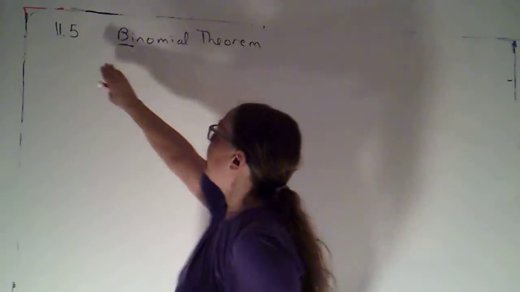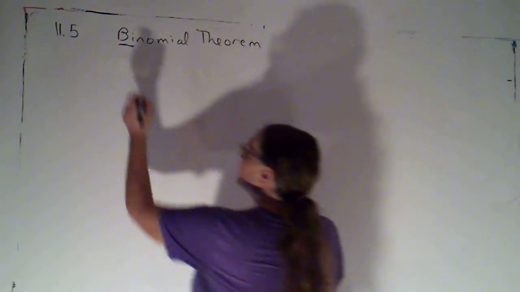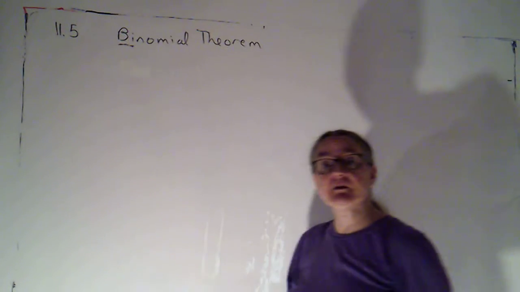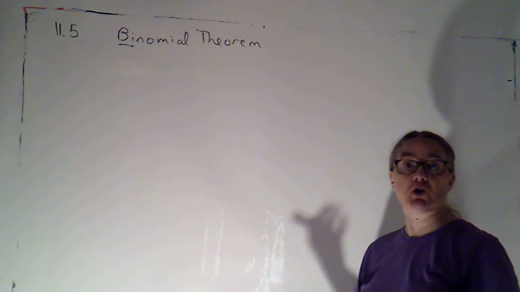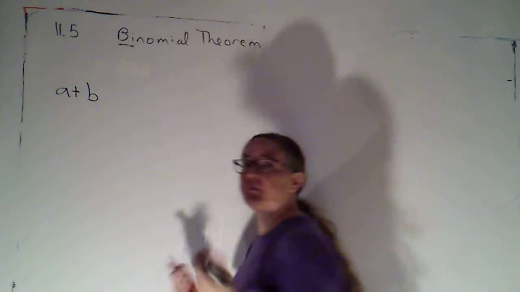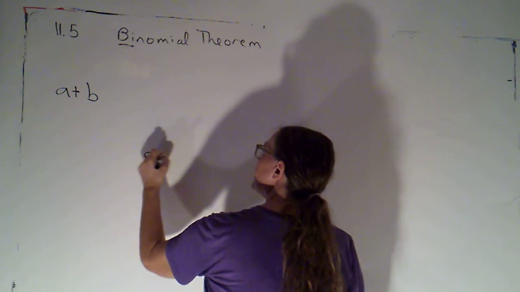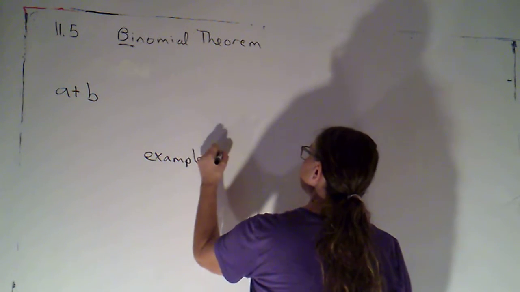The last section that we're covering is 11.5, which is about the binomial theorem. Now, I've underlined here the "bi." A binomial is just a polynomial with two terms. So a generic version I could write as just a plus b. Two terms added together.